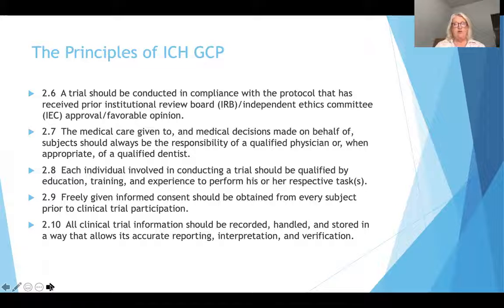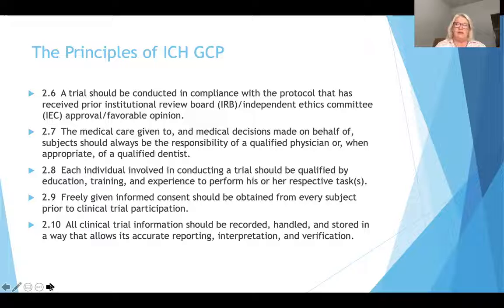If you've seen protocols or certain types of applications in different countries, the role of each individual with regard to the clinical trial is often identified, and their qualifications are also often provided as well. And that may be in a nomenclature either through a CV, licensing, etc.